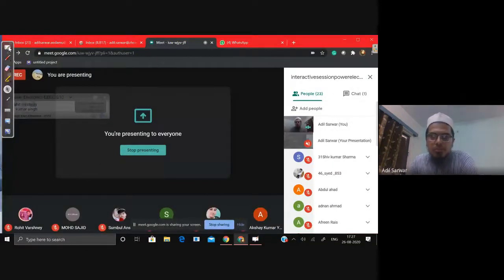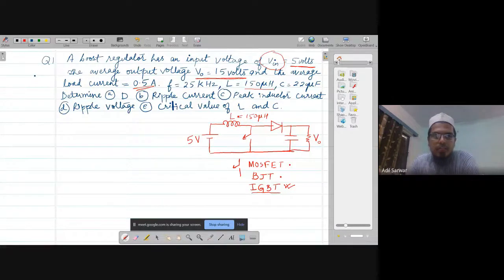So this is the boost converter, and we are given the input voltage as 5 volts and output voltage as 15 volts. So the average output voltage is given as 15 volts.